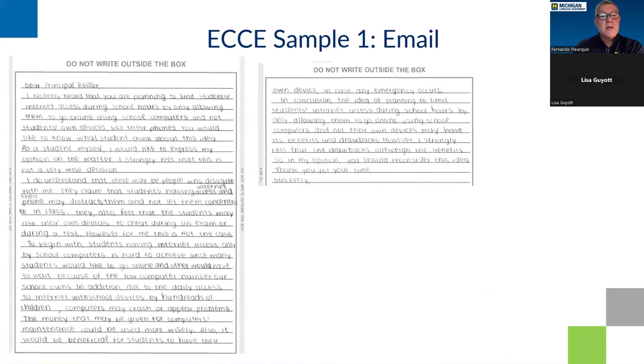So we'll get started with the first one. What do you think of this one? I will start a poll. This is sample one, email. We saw the B2 level expectations and the rubrics. What do you think of this email? Does it meet the CEFR requirements for the B2 level and ECCE expectations or not? Let's see your responses, and then we can analyze it together.